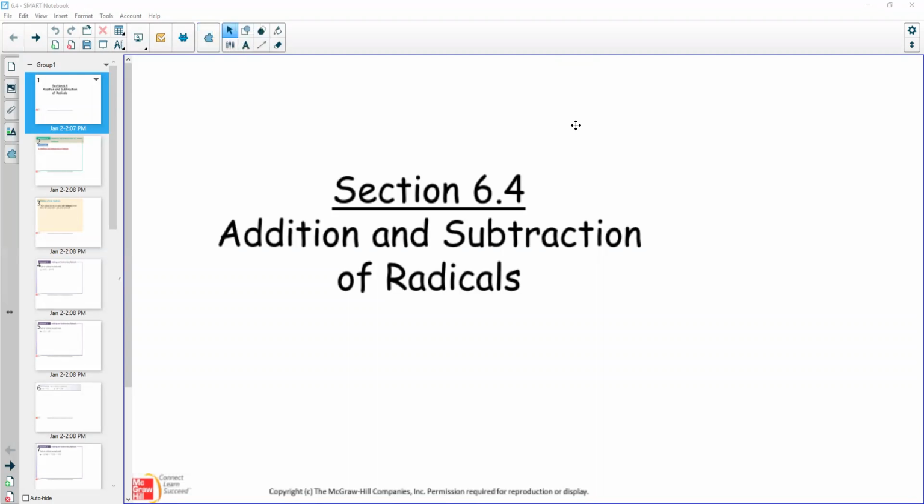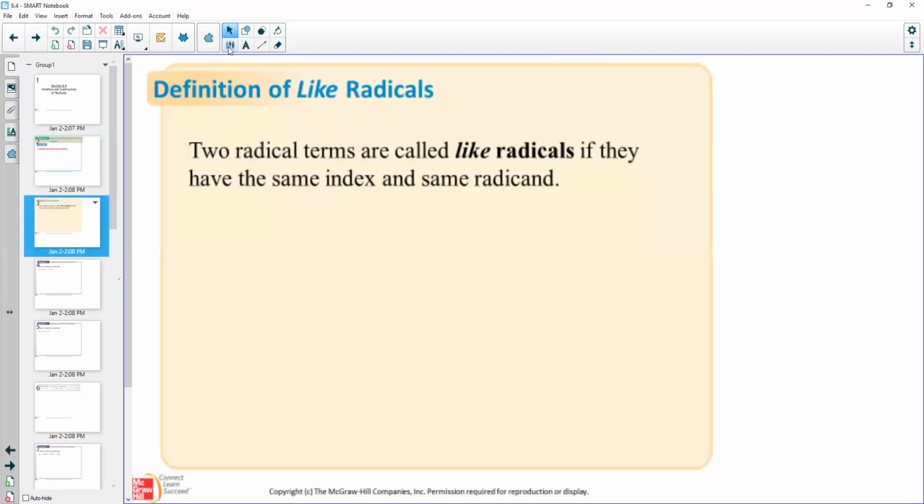Hey everybody, these are the notes for section 6.4. This is continuing on talking about radicals in this chapter. In this section, we're going to add and subtract them. So the key to this is remembering that when we add and subtract radicals, we're talking about like radicals. That's how we can add and subtract them.